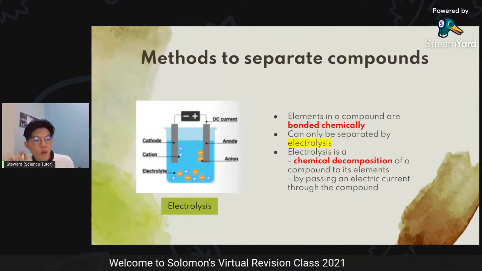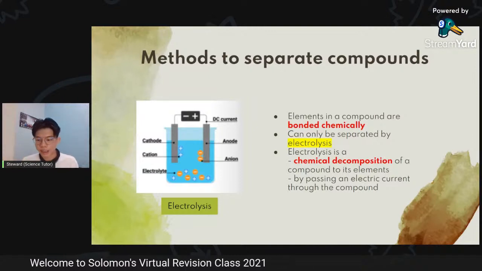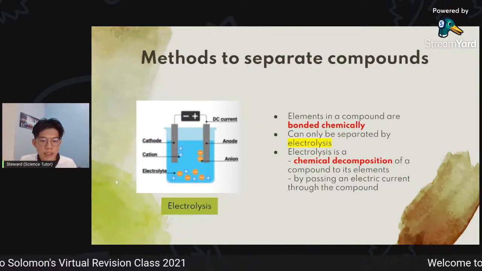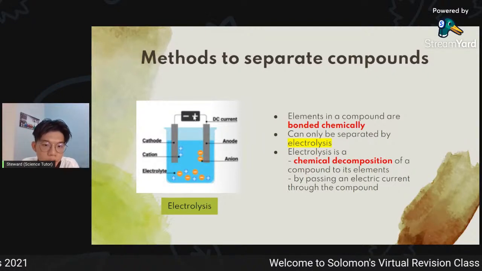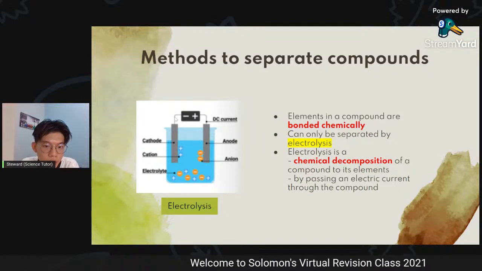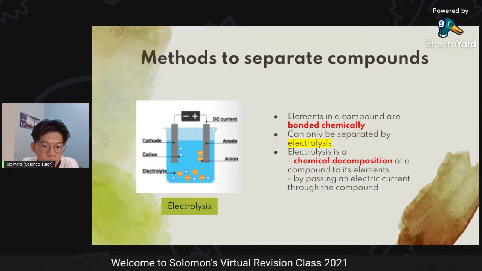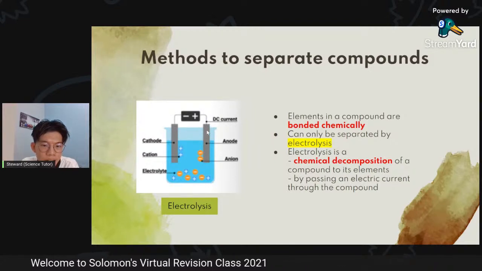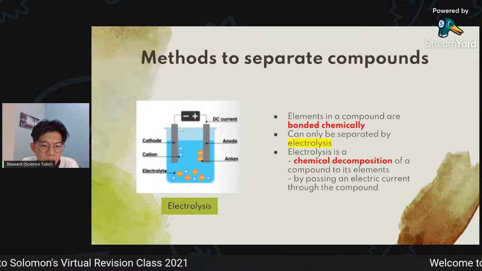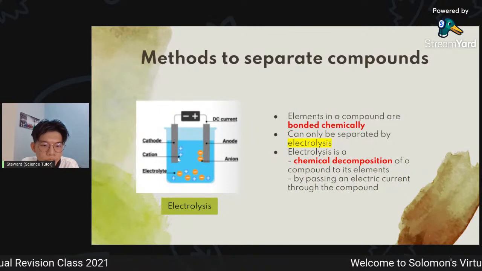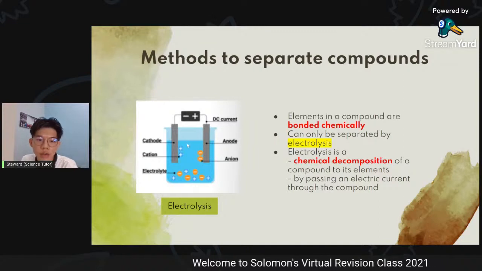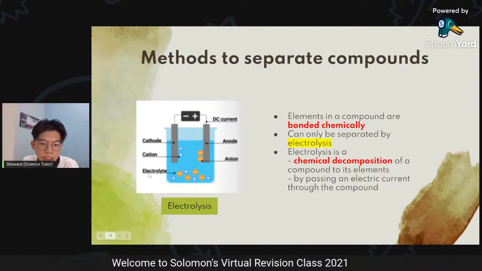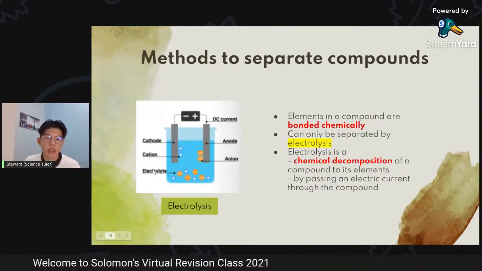All right. So one of the methods we got here is called electrolysis. Electrolysis means we use this battery here, and then we got this cathode and anode here. These are two metals, and then we got this beaker here. So this is a solution. This solution we call it as electrolyte.